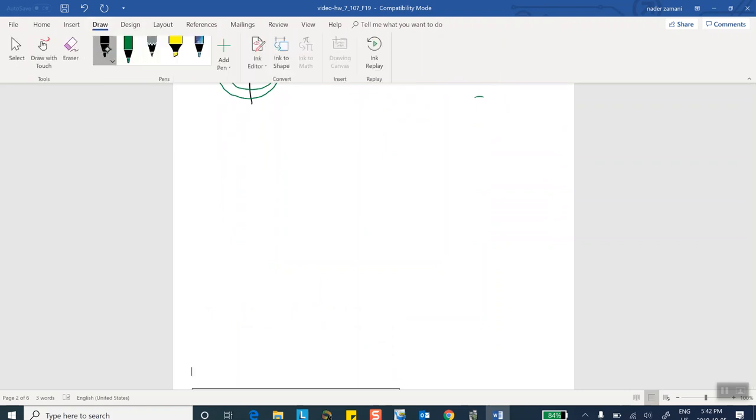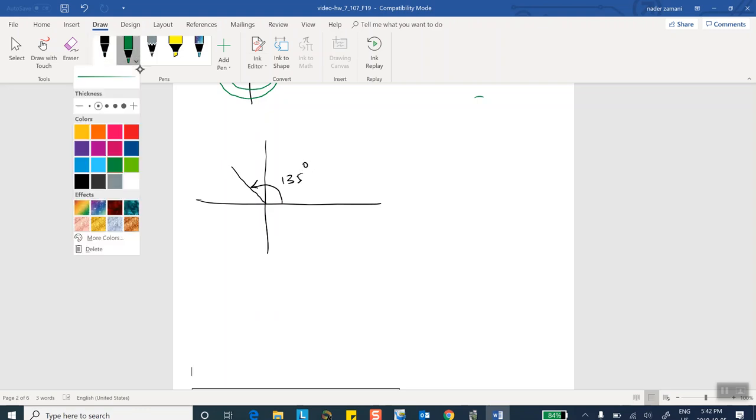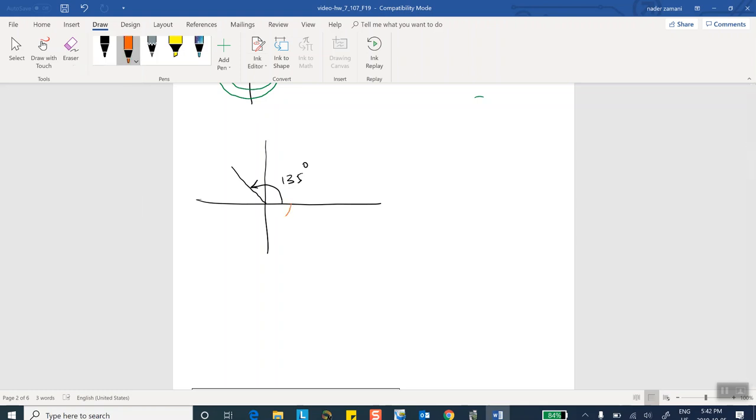Do this. So there was 135. Okay, 130. This was 135. And because it says we want a negative angle, so for the first one, let me use orange. I go clockwise until I reach the terminal point. So right there.